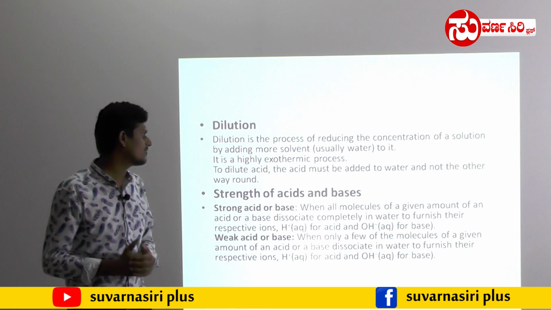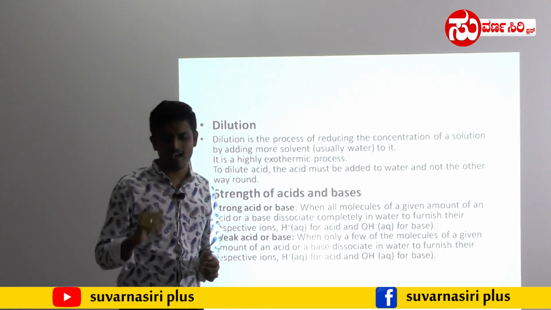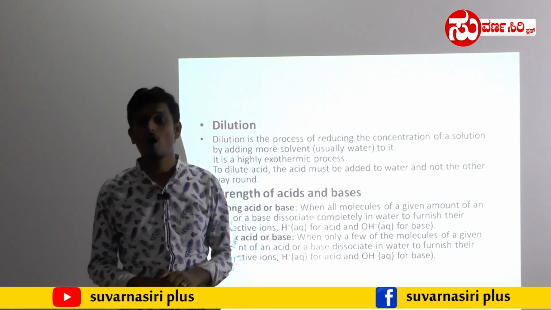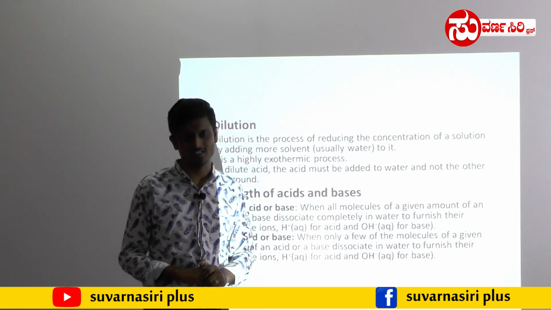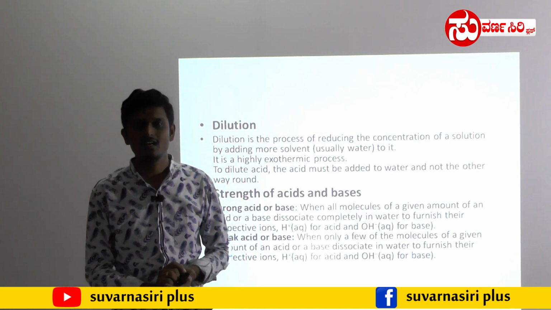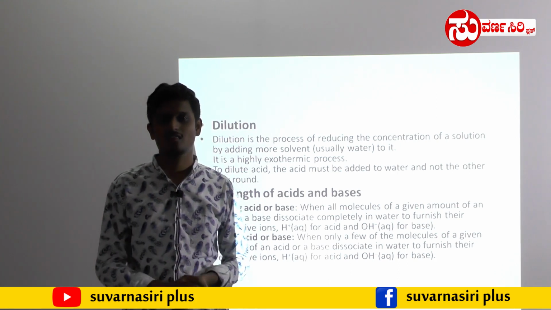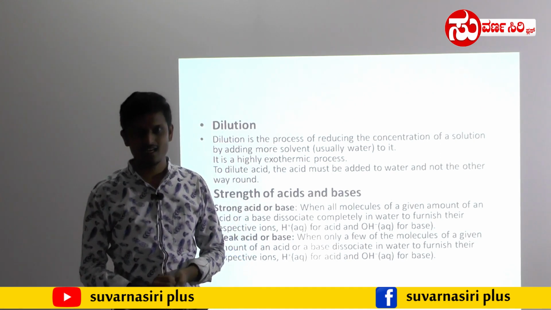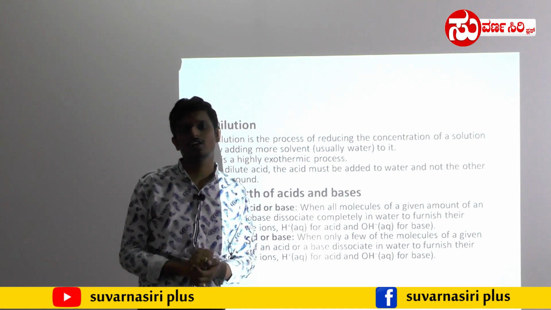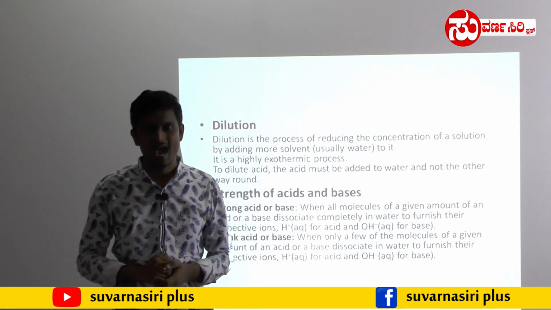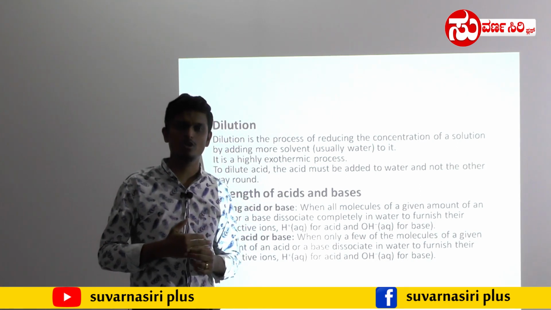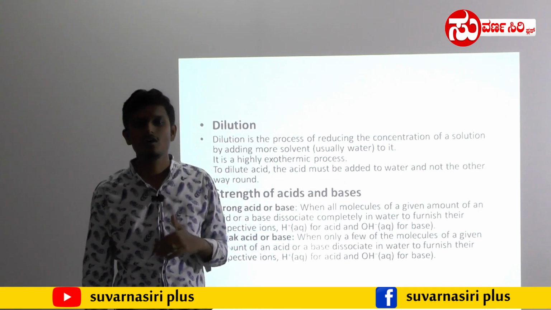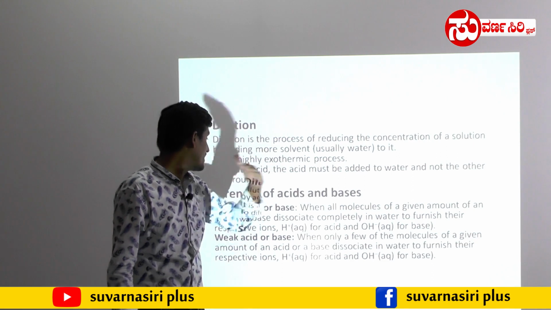The next one is strength of acids and bases. The strength of acids and bases depends upon how many H plus ions or OH minus ions are present. The more the H plus ion concentration, the stronger the acid. The less the H plus ion concentration, the weaker the acid. Base strength also depends on the same: the more the OH minus ions, the more strongly basic it is.